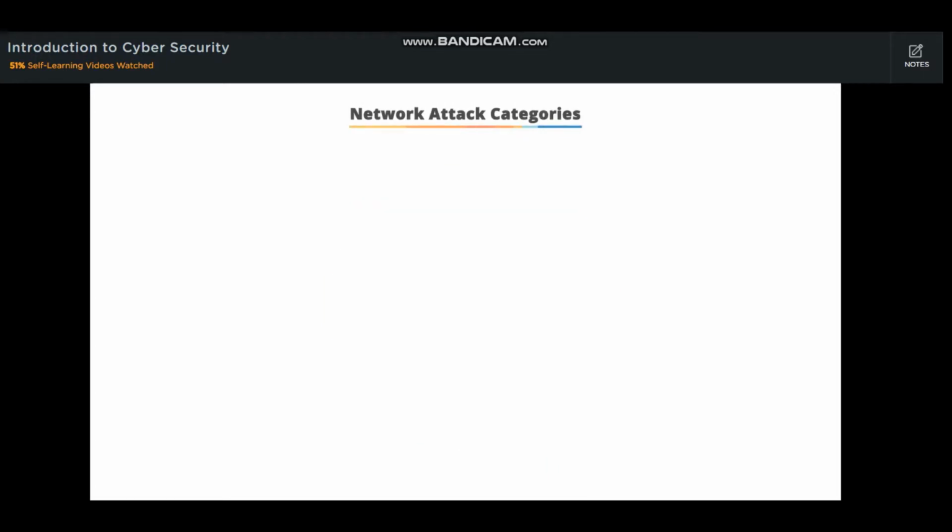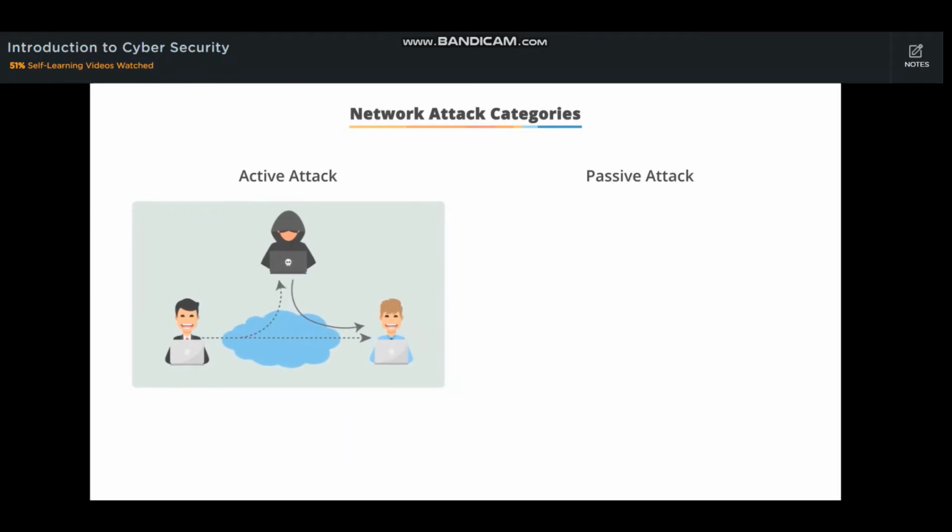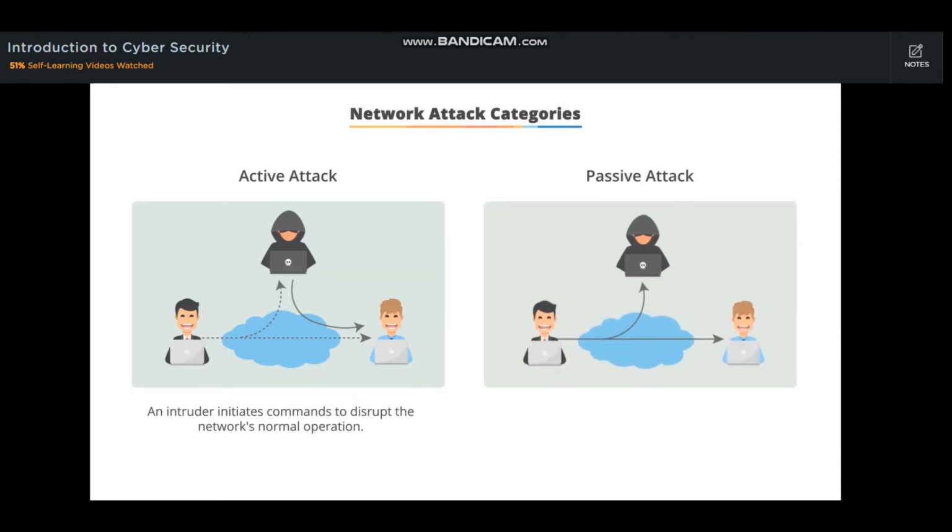The categories: you may have an active attack or a passive attack. Active attack, in which an intruder initiates commands to disrupt the network's normal operation. For example, virus, data modification, or a worm. A passive attack is when a network intruder intercepts data traveling through the network. Example, traffic analysis, scanning, wiretapping.